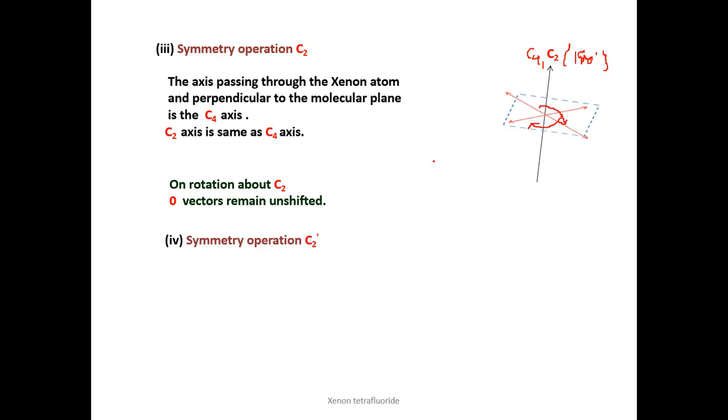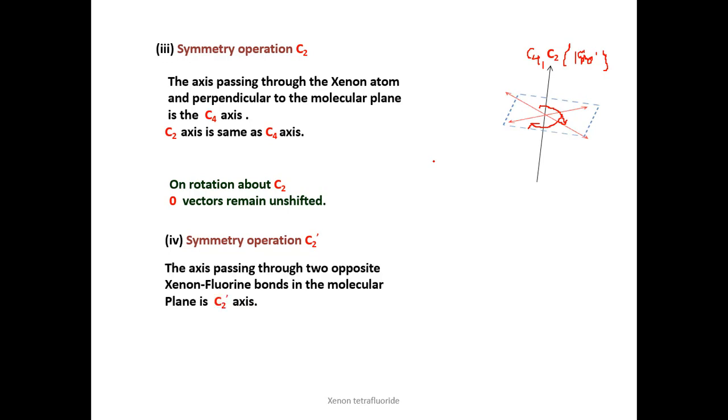Next we come to the symmetry operation C2'. The symmetry operation C2' is in the molecular plane. Compare it with C4 and C2, which are perpendicular to the molecular plane, passing through xenon. C2' is in the molecular plane, and suppose we have fluorine, xenon and fluorine here, the C2' passes through 2 fluorine-xenon bonds. It passes through F-Xe-F, and so the axis will contain these 2 vectors.